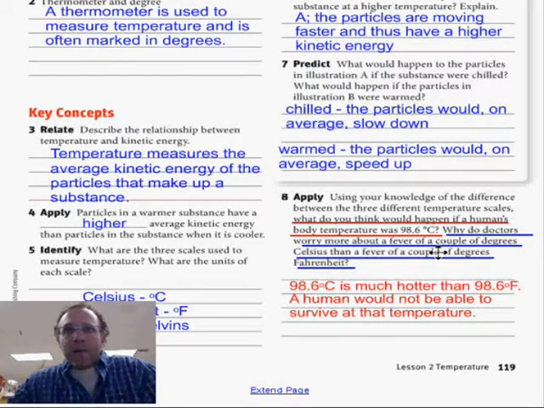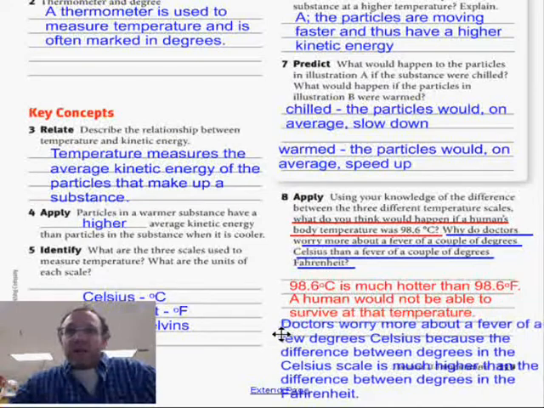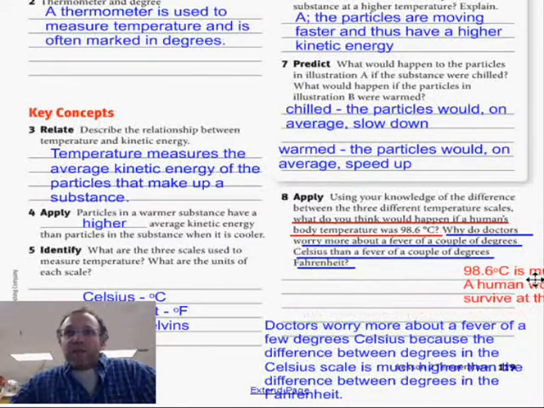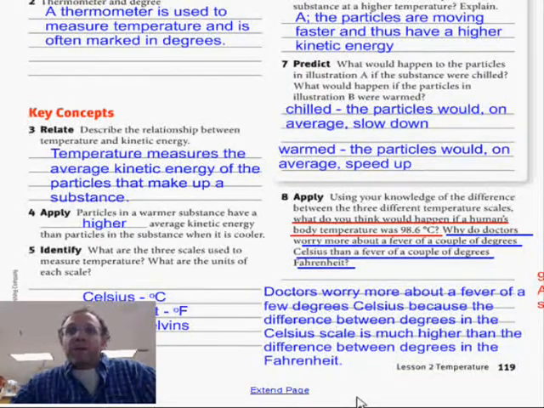The second part of the question, in the blue, why do doctors worry more about a fever of a couple of degrees Celsius than a fever of a couple of degrees Fahrenheit? Well, doctors worry more about a fever of a few degrees Celsius because of the difference between the degrees in the Celsius scale. It's much higher than the difference between the degrees in the Fahrenheit scale.